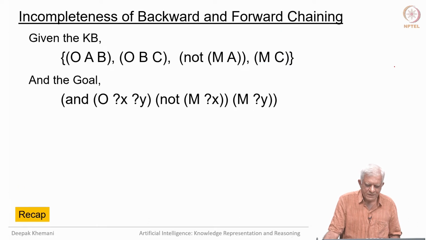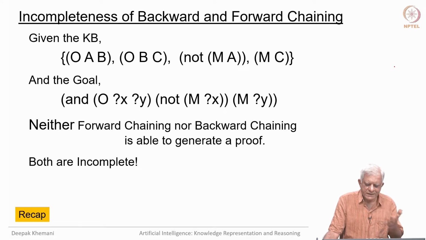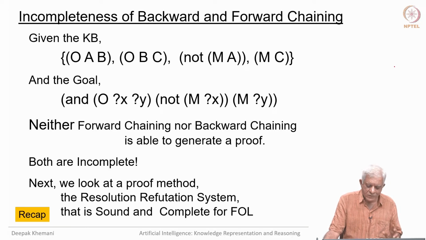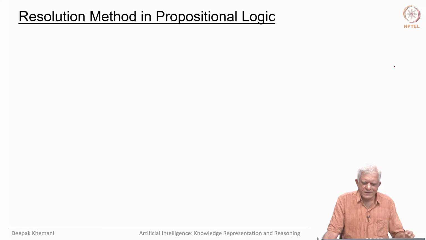And then we had said that forward chaining and backward chaining are incomplete. Neither of them is able to generate a proof of the statement that we have, the goal that we have. And we had said that we will look at this method called the resolution refutation method, which is both sound and complete for first order logic. So, it is a very useful method to have around. So, let us look at that method first.